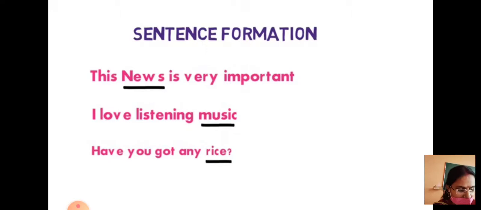The other information about countable and uncountable nouns is already given in your book, in the description on page number 27 and 28. Your homework is to read the examples. Try to understand. If there are any doubts, you can ask me in your online classes.